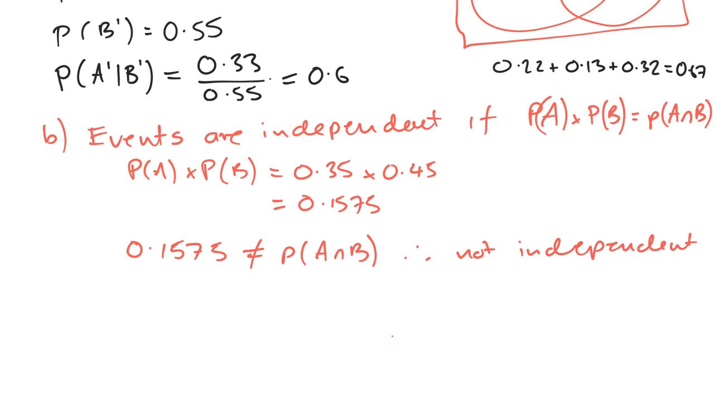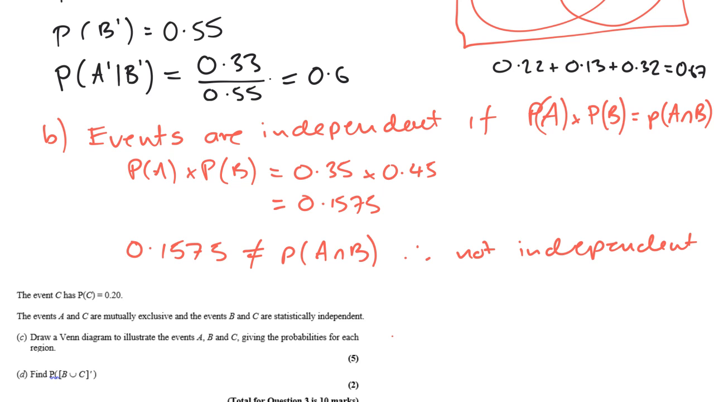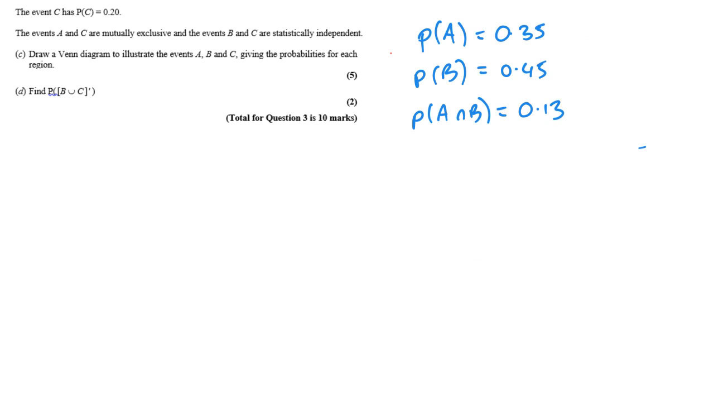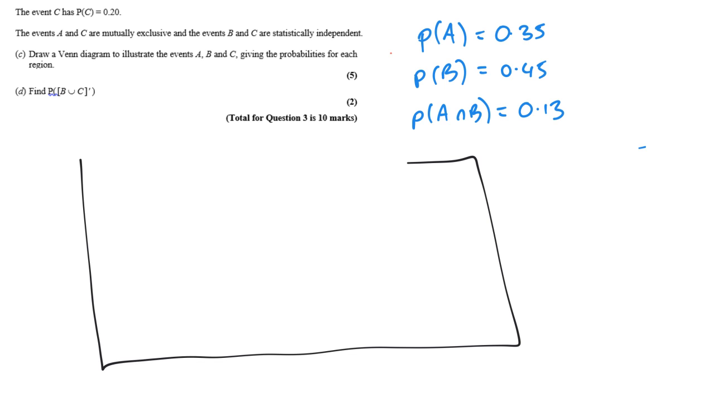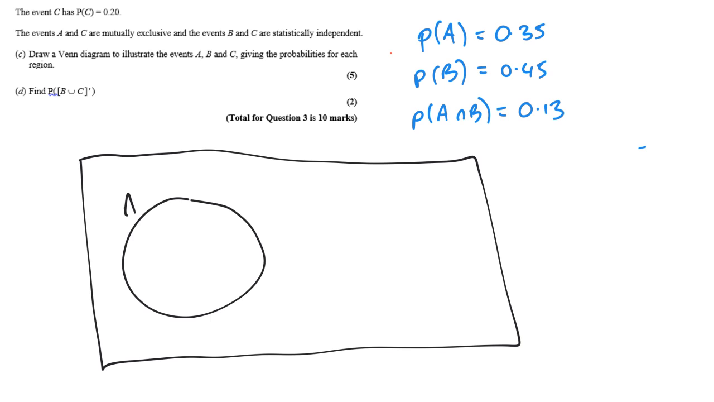Okay, let's move on and look at the next part C. And for part C, we're given extra information about another event C and asked to draw a Venn diagram. I mean, that's not too hard for us. There's a lot of marks going on here, so we should probably take a bit of care. So I'm going to begin by drawing the box around the outside, and then positioning A and B, which I know have an overlap. That's A, and that is B.